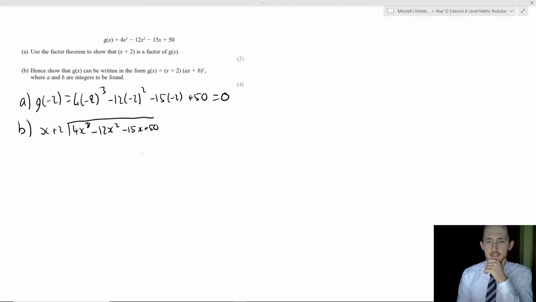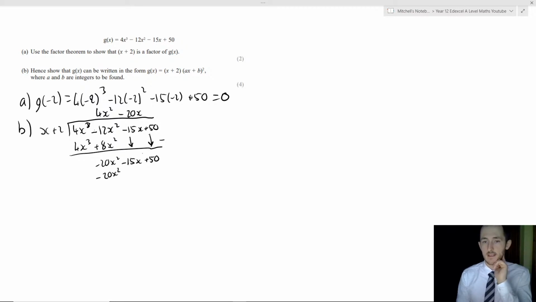4x cubed divided by x gives me 4x squared. 4x squared times x gives me 4x cubed. 4x squared times 2 gives me 8x squared. And then let's do the subtraction. Minus 12 minus 8 will give me minus 20x squared. These bits will come down, so we have minus 15x plus 50. Divided by x, you get minus 20x. That should be the exact same as it was before, 20x squared, because it always is. Times it by 2, you get minus 40x.